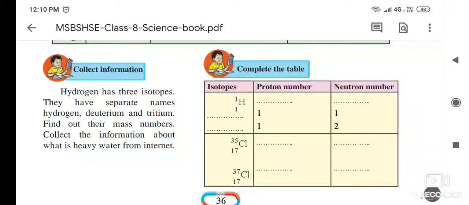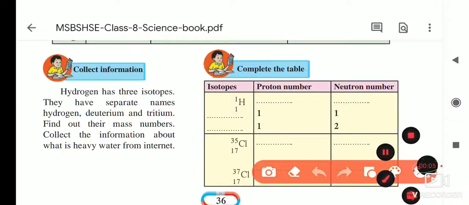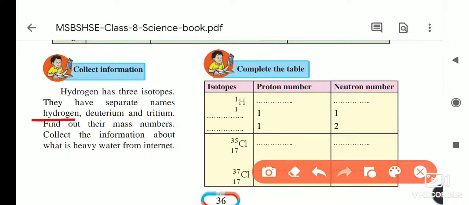Today we will see the next information, that is, collect information. Hydrogen has three isotopes. Hydrogen has how many? Three isotopes. They have separate names, that is hydrogen, deuterium and tritium. Find out their mass numbers, and collect the information about what heavy water is from the internet.